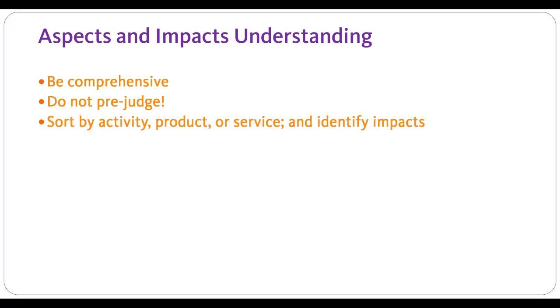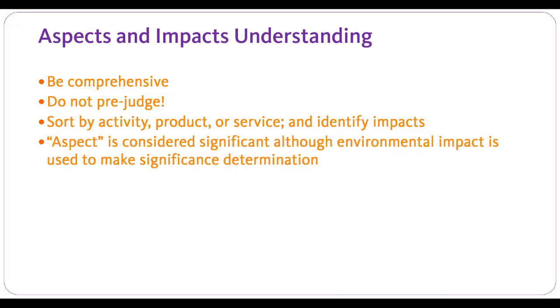It's easy to sort by activity, product or service. So you saw before with the boiler, and it had those three aspects. So those three aspects have been sorted underneath that boiler, so it's nice and clear, and then it's easy to then identify those impacts. The aspect is determined to be significant by the impact that that has on the environment. So significant really is determined by that environmental impact. So determine the environmental impact, the significance of that, to determine the aspect significant.